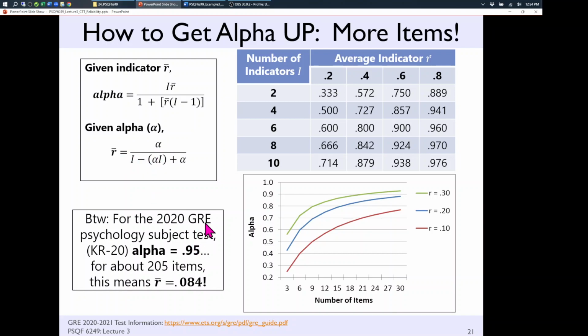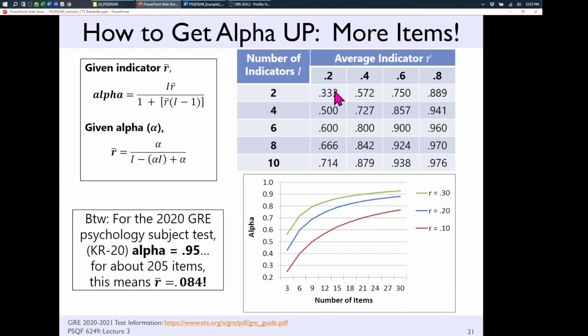The 2020 GRE Psychology subject test reports an alpha of 0.95, and it's using a method called KR20, which we'll talk about next. But if you do the math, given that there were 205 items on this test, the average intercorrelation was 0.084. So less than 1% of the variance in common across items. That does not sound like a unidimensional measure to me.